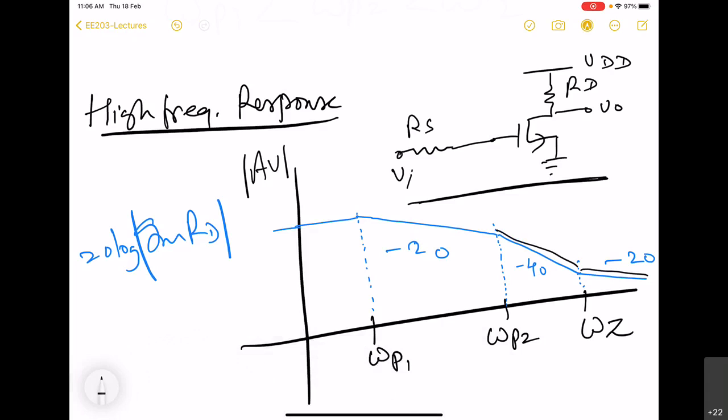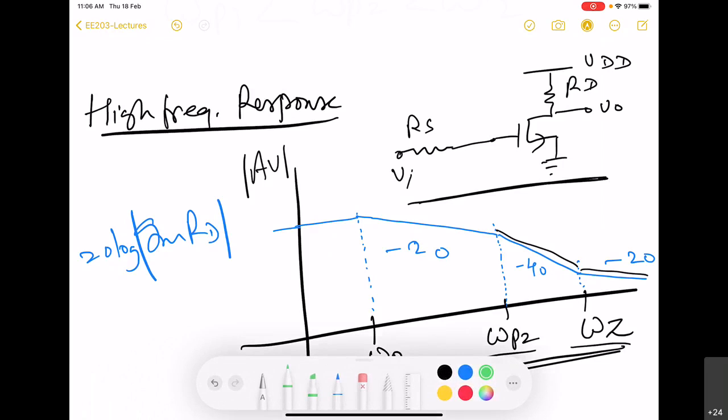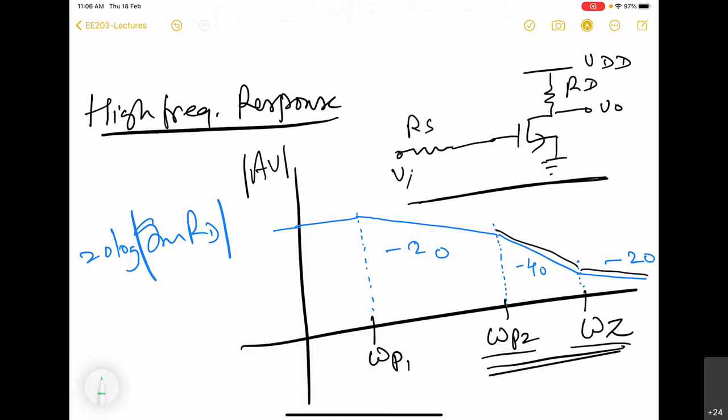So actually, all these, especially the behavior in this region, will be decided by which of these, the pole WP2 or the zero WZ, is smaller. But nevertheless, the response is in general going to be like this. And if someone performs the actual experiment, what they will get is behavior like this one, this green color.